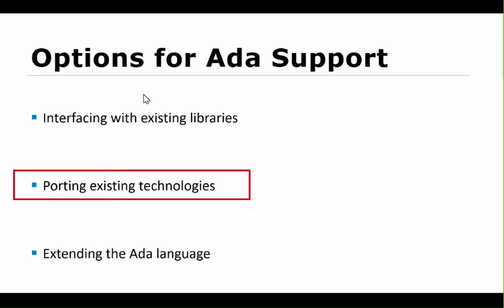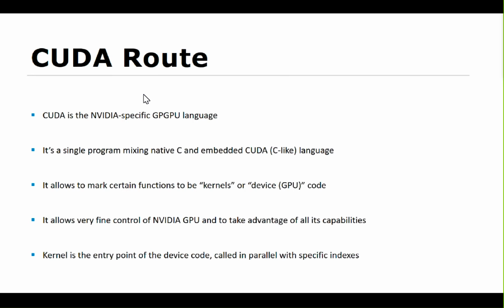Now let's spend some more time on the, I would say, the more exciting part of this, which would be porting existing technology or existing languages, let's say, to Ada. And there's really three axes that we have in mind at this stage that are potential of interest. The first one is CUDA. So CUDA is the language from NVIDIA that allows to program GPU. It's kind of a C-like language, if you will.